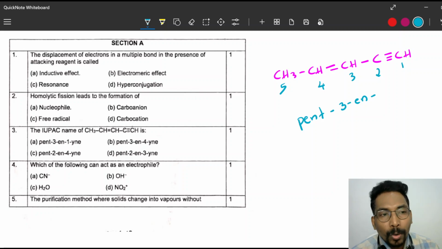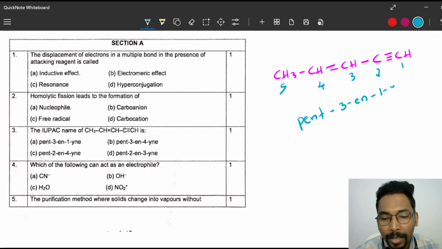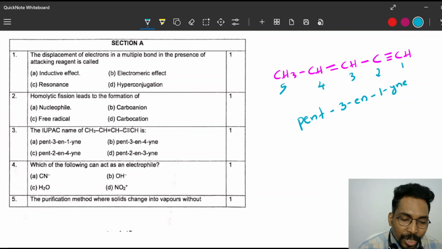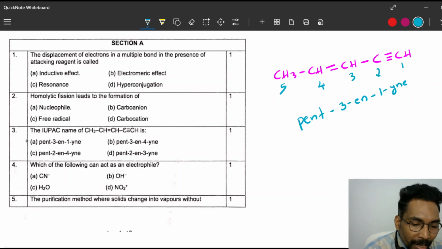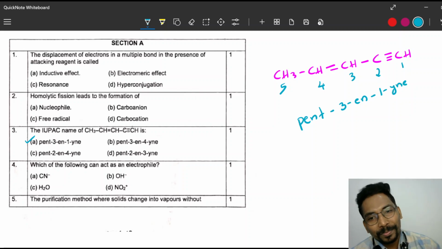Then which one? Where is the triple bond? That is on the first carbon. So 1-yne. This will be the answer. So we can check. Yes, option A, pent-3-en-1-yne. Pent-3-en-1-yne will be the answer.